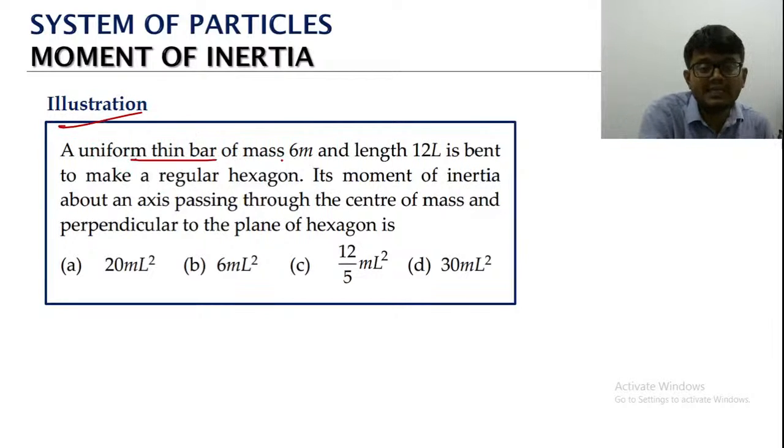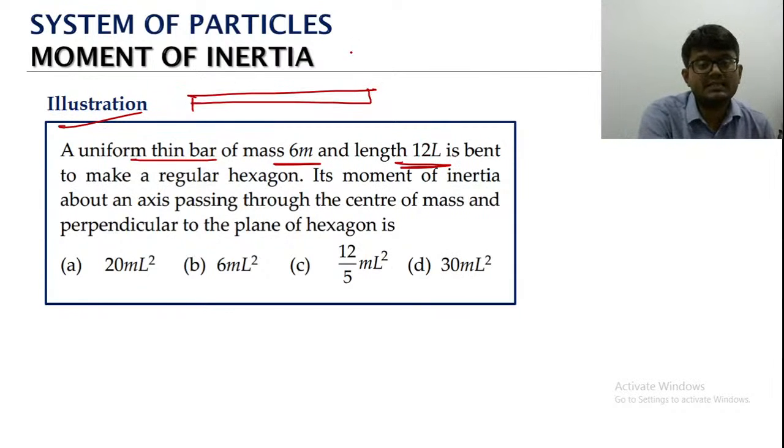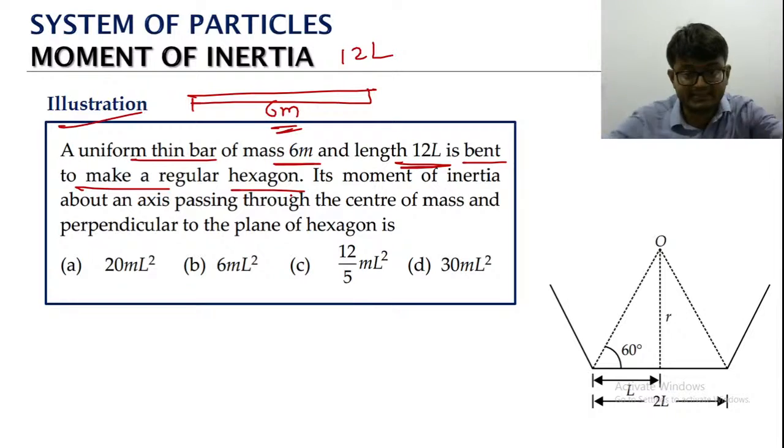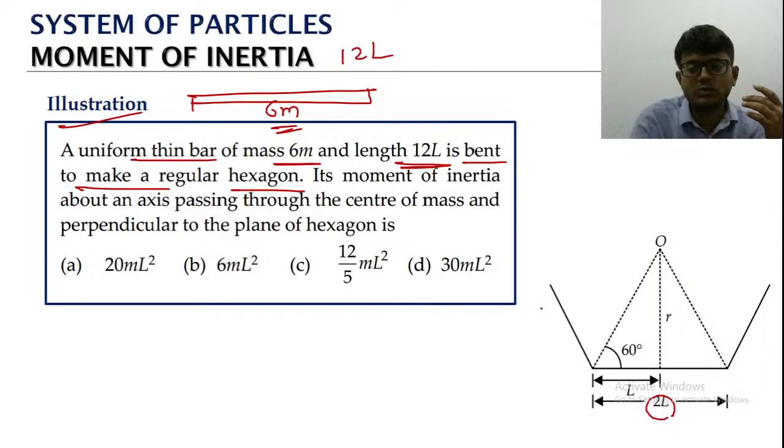A uniform thin bar of mass 6m and length 12L, like we have a bar. What is the length of this? 12L. What is the mass? 6m. It is bent to make a regular hexagon. A regular hexagon means we'll have 6 sides. Each side will be equal, which means each of them is going to be 2L.